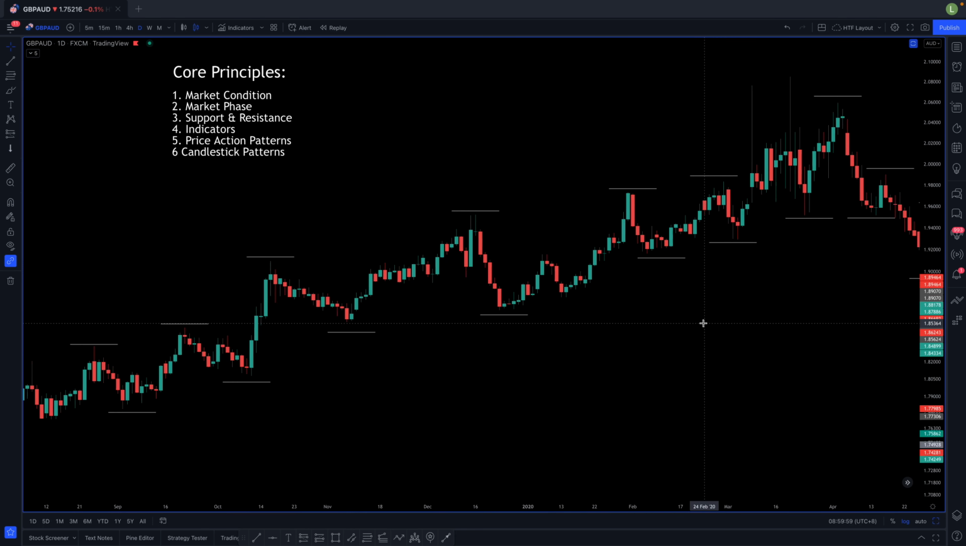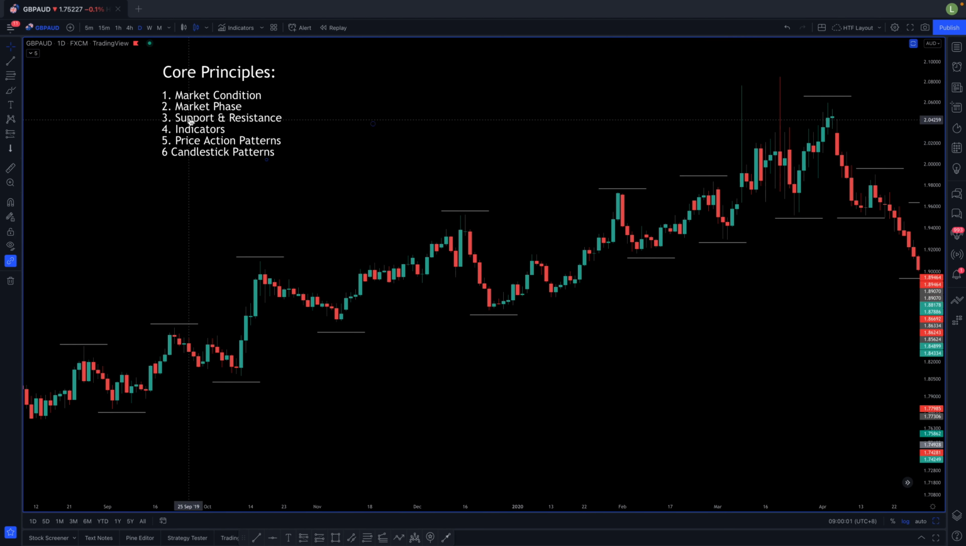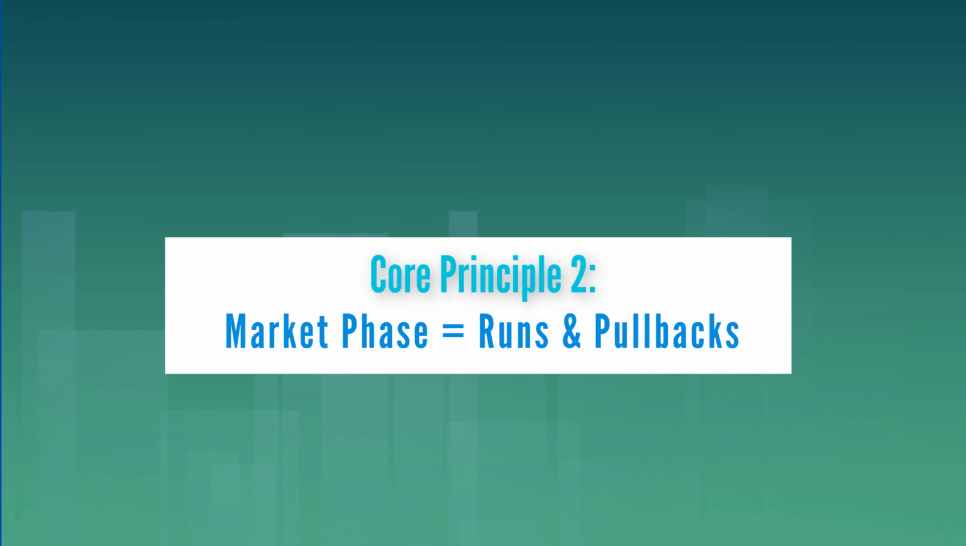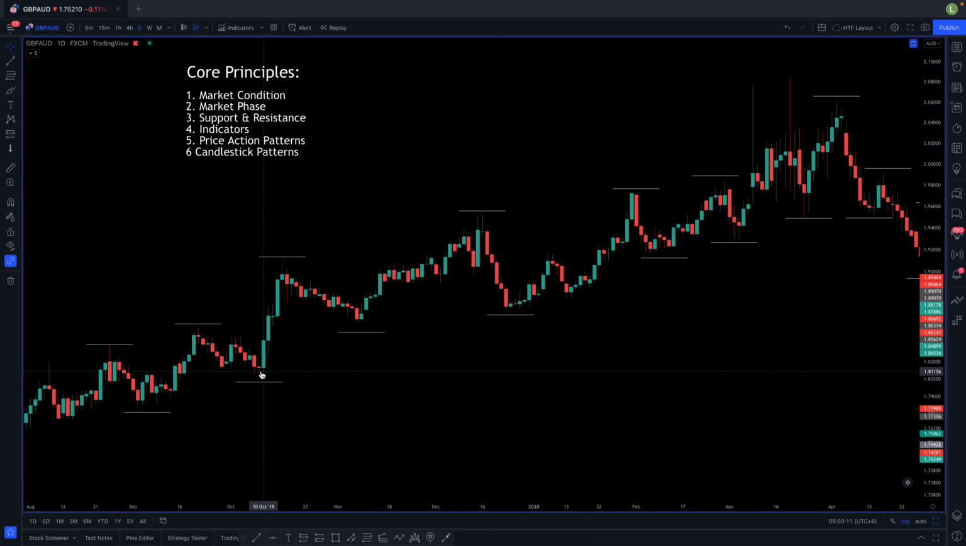It doesn't matter, right? That's the joy of technical analysis. Now, the next market principle, or the core principle, is market phase. I'd already touched on that before, but market phase is when I'm talking about runs and pullbacks, right? The old adage, you want to buy low and sell high, right? It sounds pretty straightforward, pretty simple, but the novice trader typically buys high and sells low.